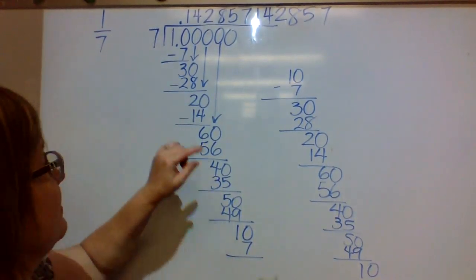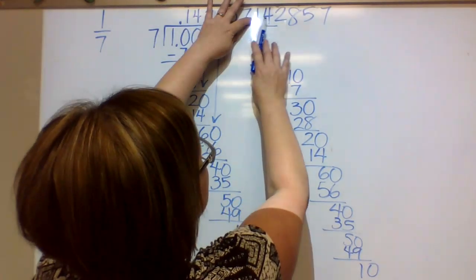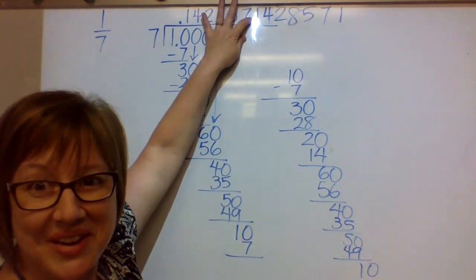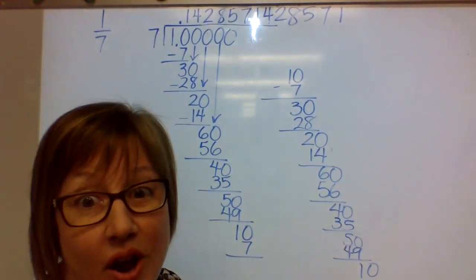And it keeps going. Look, here's the pattern. 1, 4, 2, 8, 5, 7. 1, 4, 2, 8, 5, 7. And you already know the next one's going to be 1, 4, 2, 8, 5, 7. Is that not cool? It just continues to repeat forever.